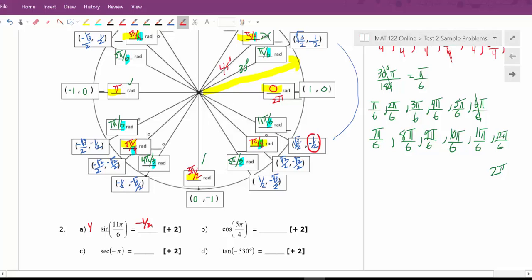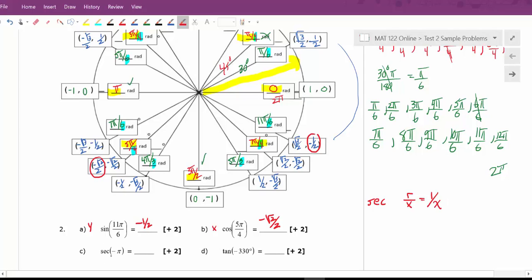Then if you look at a cosine, okay, you're looking at the x value. So locate 5 pi over 4, which is here, and locate the x value. So that is negative square root of 2 over 2 like that. Okay. Now if you're going to do a secant, okay, a secant on a unit circle is, remember the definition is r over x, but on a unit circle it's really just 1 over x.